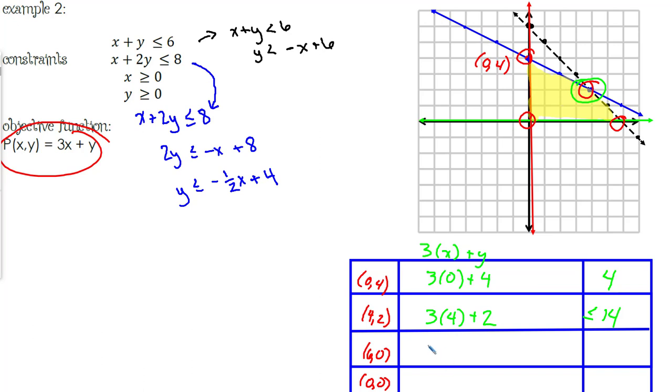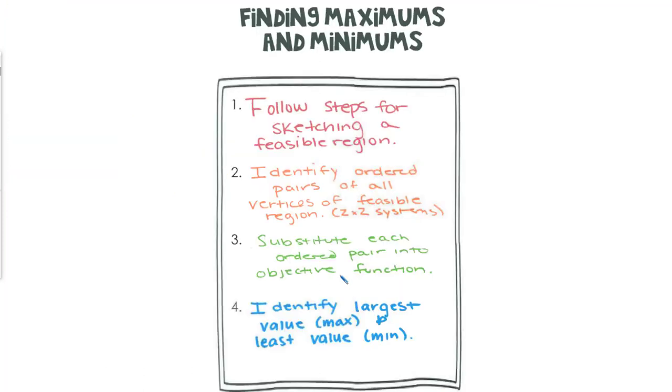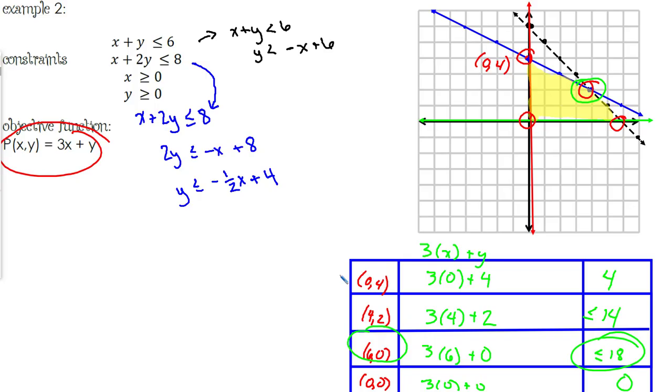And then our next one, which was 3 times 6 plus 0, so 18 plus 0 is 18. And again, we can't actually be at 18, so we're going to be a little bit less than 18. And then our 0, 0. So 3 times 0 plus 0 is 0. So we're going to maximize at that ordered pair of 6, 0. When we're trying to find that maximum or minimum, you're just going to be doing the exact same thing we did and identify your largest value.